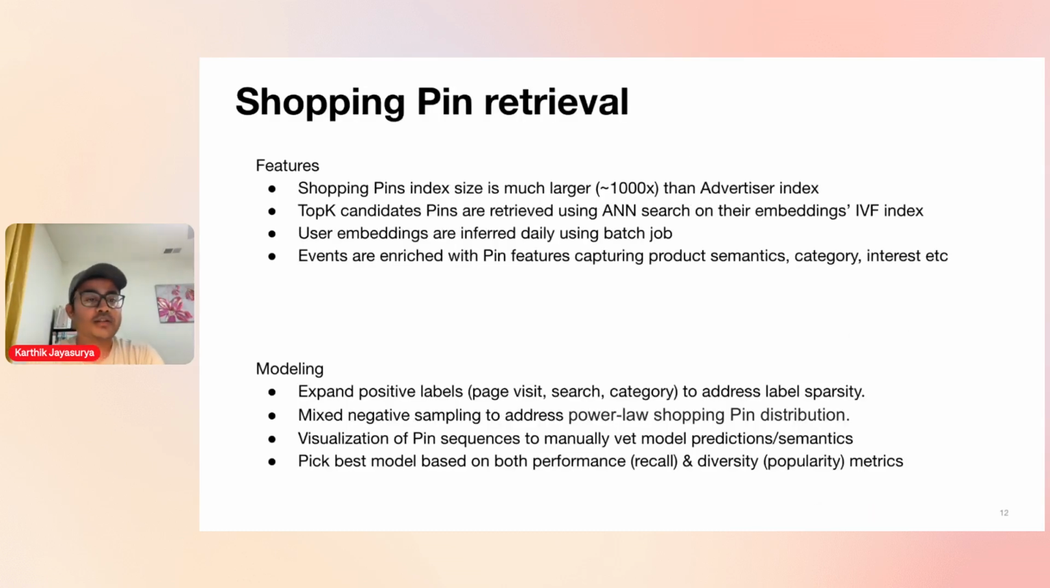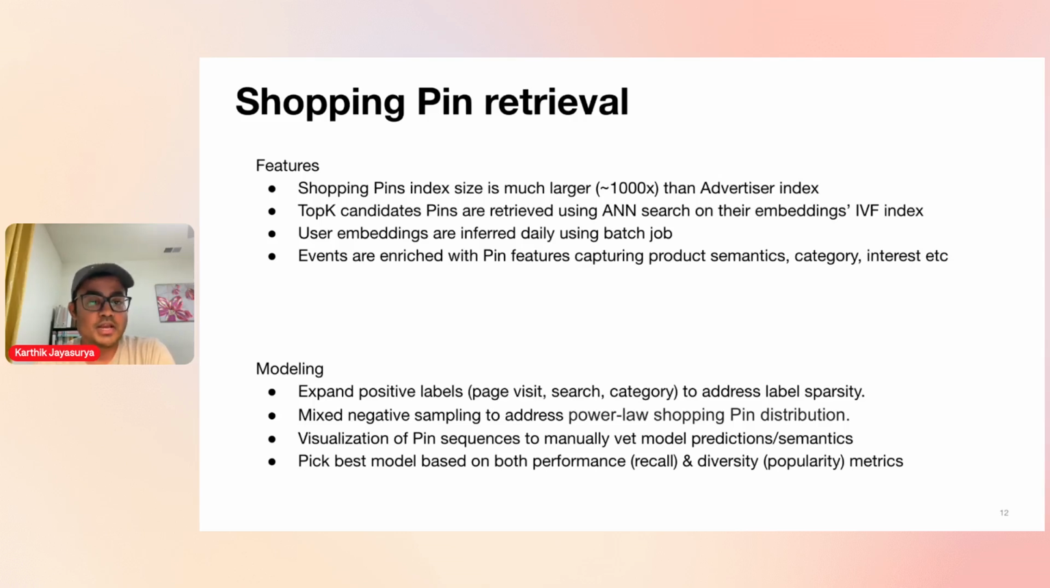We looked at the first use case, which is advertiser retrieval. Now this is the second use case. It's a more granular retrieval, which is retrieving shopping pins. The scale of shopping pins is much larger compared to the scale of advertisers, just because of the nature of the number of products that a given advertiser can provide, which can be very large. In this case, it's almost 1,000x more.